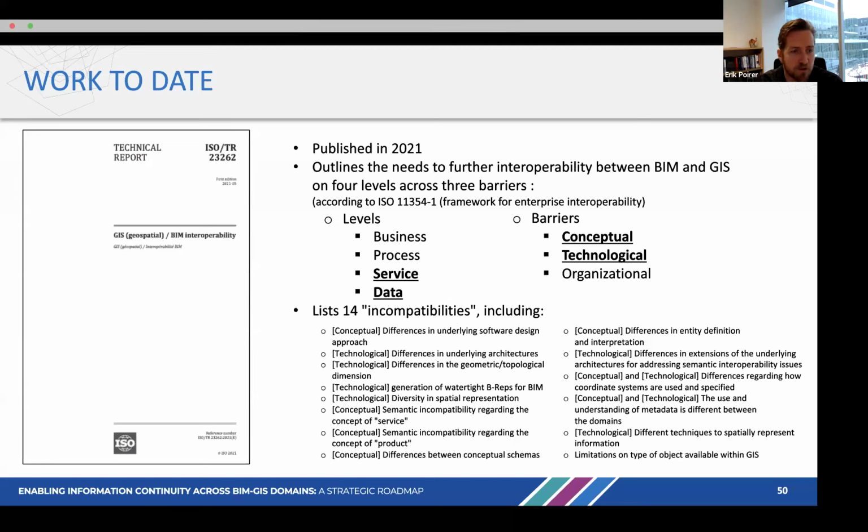It outlines the needs to further interoperability between BIM and GIS on four levels and across three barriers. So we used the ISO 11354 enterprise interoperability framework, specifically focusing on services and on data at the interoperability level, enterprise level, and then interoperability barriers. We're looking at conceptual and technological barriers. One of the things this report does is look at specific incompatibilities between BIM and GIS and the things that have to be unpacked to move forward.